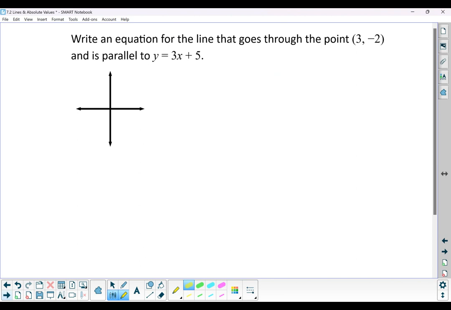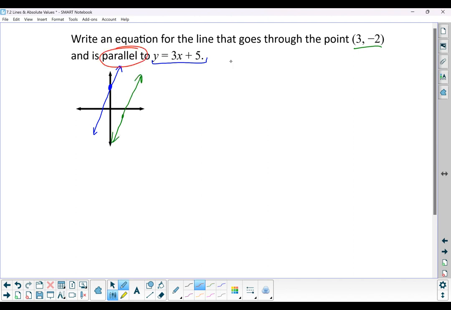Okay, we want to write an equation for a line that goes through the point (3, -2) and is parallel to the line y = 3x + 5. Now, I don't want to do a formal graph here because I want you to think about it, but a sketch can sometimes just help us think through it. So the line 3x plus 5 has a y-intercept of 5 and a slope of 3, so it's somewhat steep like this. So this is y equals 3x plus 5. We want a parallel line that goes through the point (3, -2), so somewhere like here. So the line we're looking for is a line that looks like this.